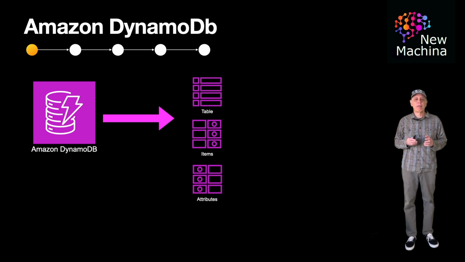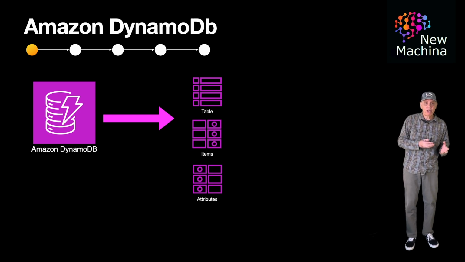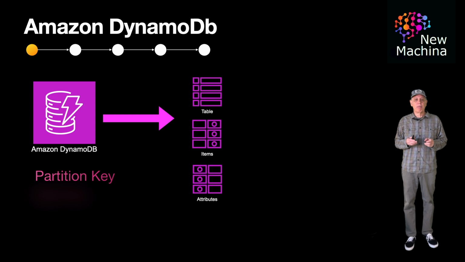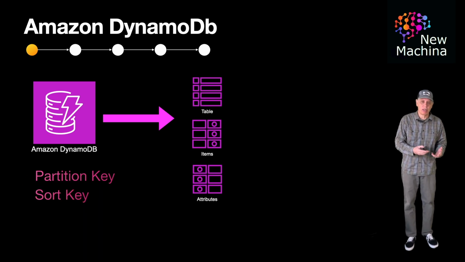Every item in a DynamoDB table must have a unique primary key. There are two types of primary keys in Dynamo. They are referred to as a simple primary key and a composite primary key. A simple primary key is made up of just a partition key. A composite primary key is made up of a partition key and a sort key. The primary key is defined when you create the DynamoDB table.